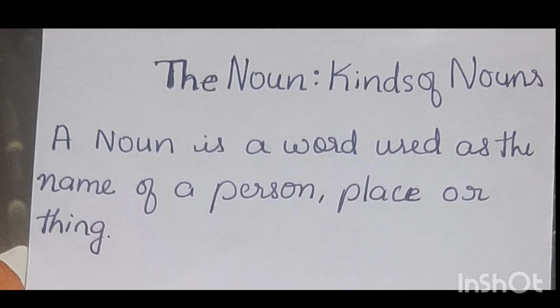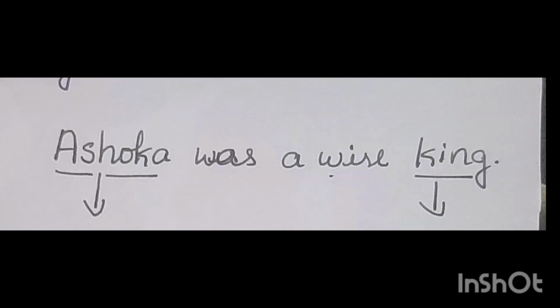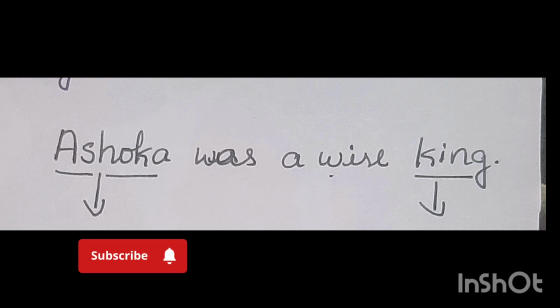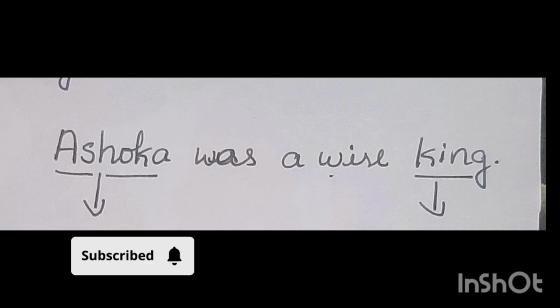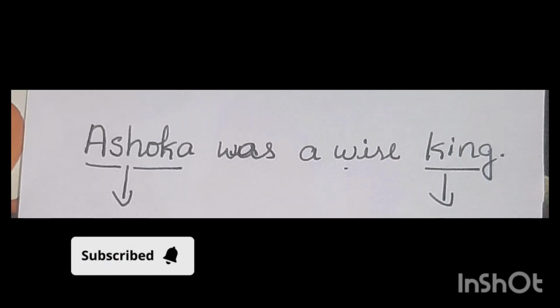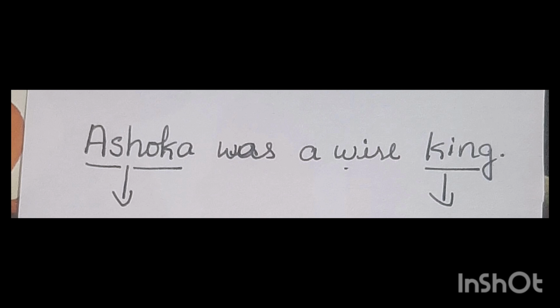First, let us understand what is noun. Noun is the word used as the name of a person, place, or thing. Now read this sentence. Ashoka was a wise king. In this, which are nouns? Yes, you are correct. Ashoka and king both are nouns. But they are different kind of nouns.